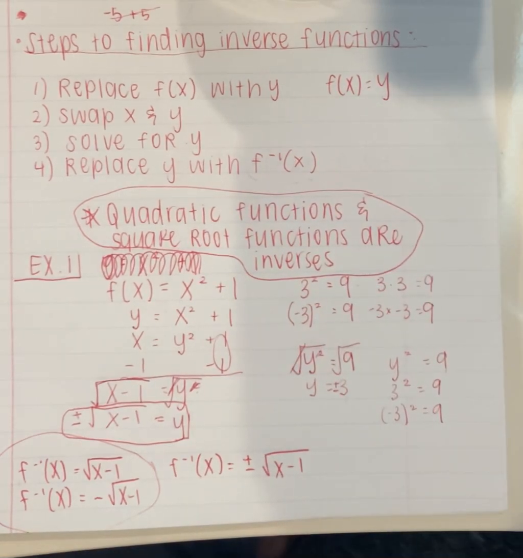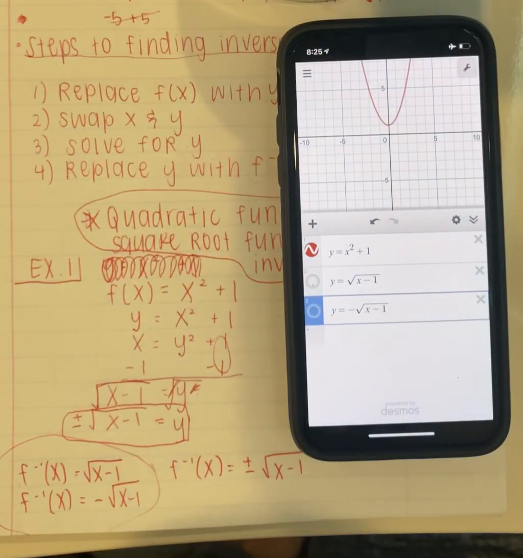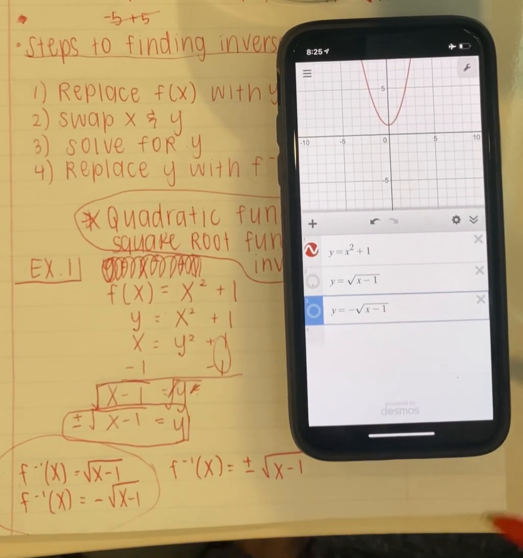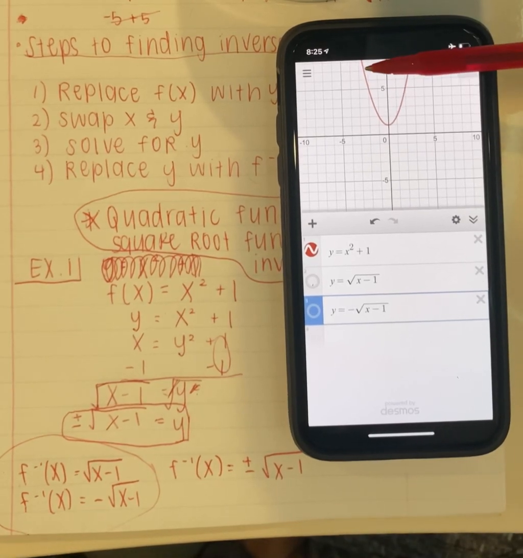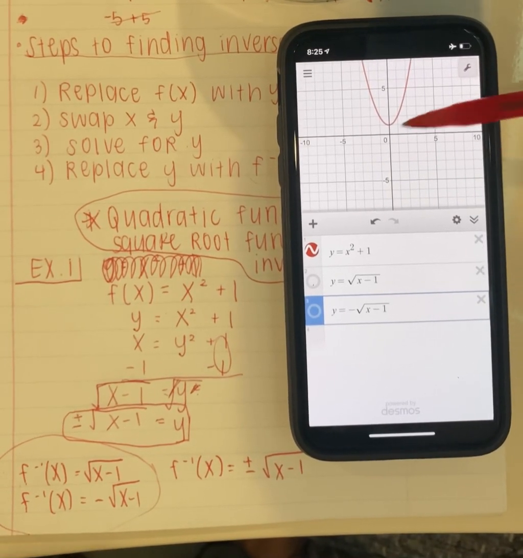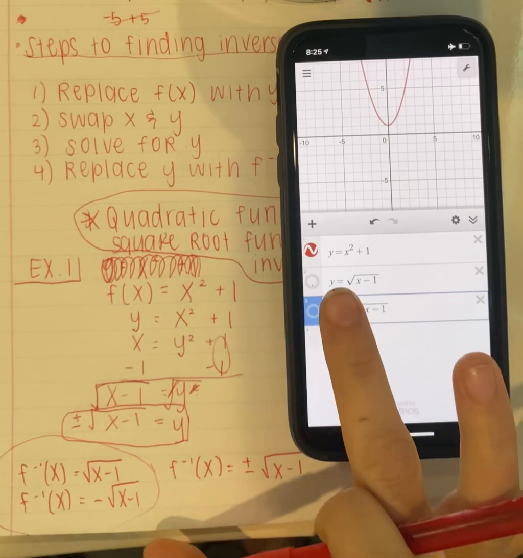Right? They are inverse functions. Okay? So let's look at it on the graph. Here I have my original function, y equals x squared plus 1. This one's graphed. We're saying that they are opposites. So instead of my parabola opening upwards, or sometimes downwards, these are going to open to the right or to the left.